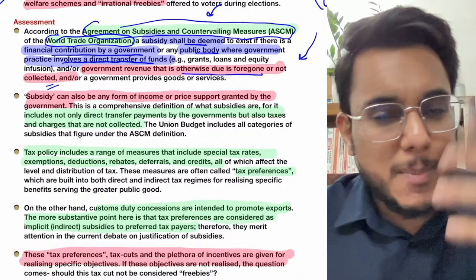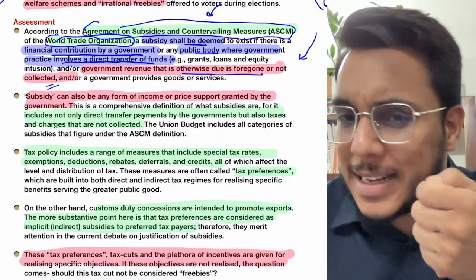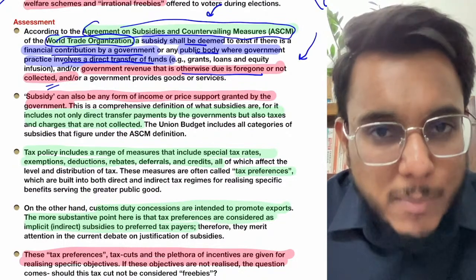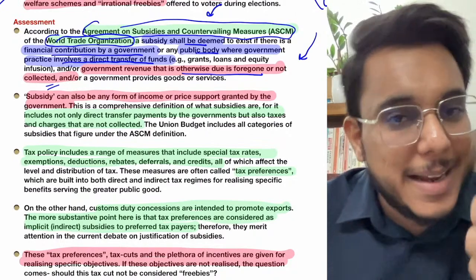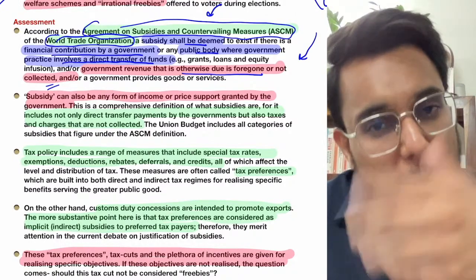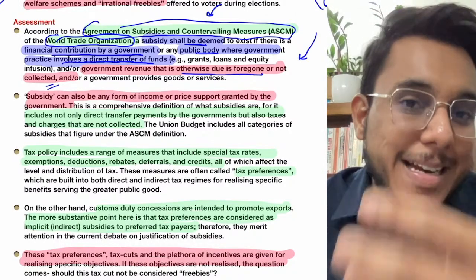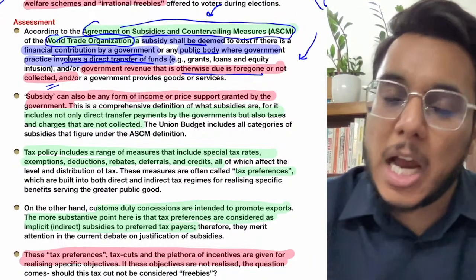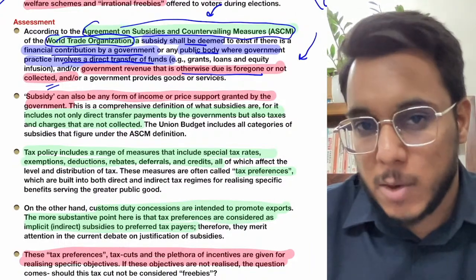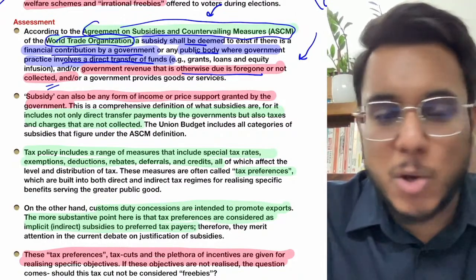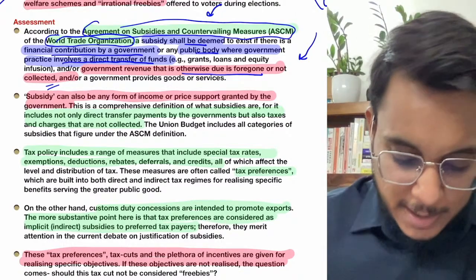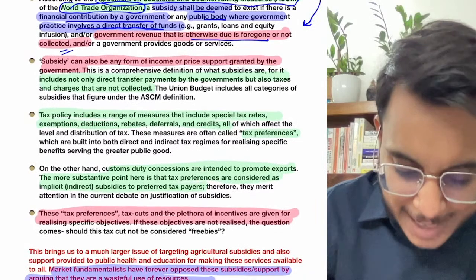Two things: first, the government has given you a direct transfer. How? It sent some money to your account, gave you some loan, or some disbursement. That is a subsidy. Second, if some money was to be recovered from you, let's say you had to pay some tax, and the government said that it will not collect the tax from you, so revenue is foregone, that is also a subsidy. So this is the subsidy.